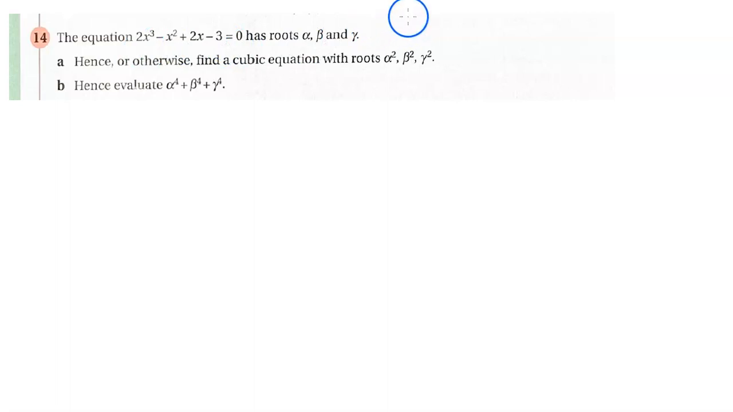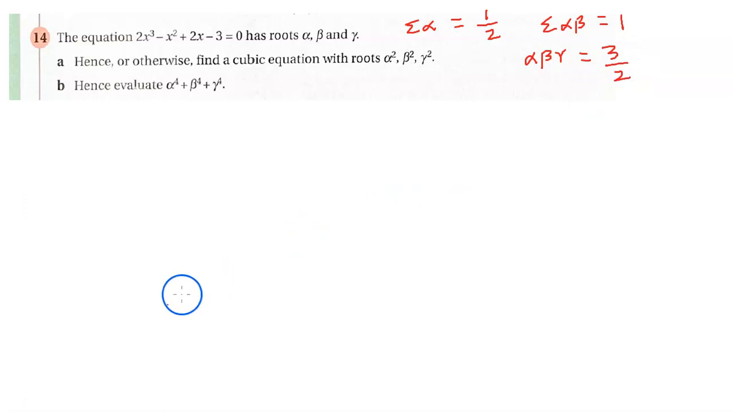No problem. We know that the sum of alpha is equal to negative 1 over 2, so that will be positive 1 over 2. We know that the sum of any two of them multiplied together is equal to positive 2 over 2, so that will be 1. And we know that alpha, beta, gamma is equal to, whoops, nope, negative 3 over 2, so positive 3 over 2. Don't forget the A coefficient when you're applying Vieta's formula.